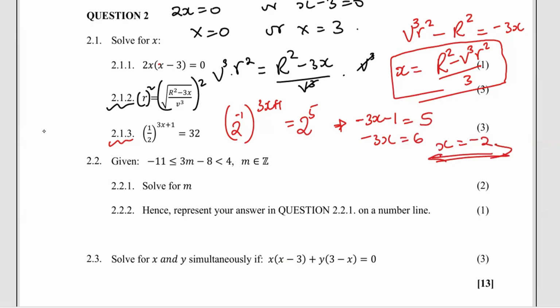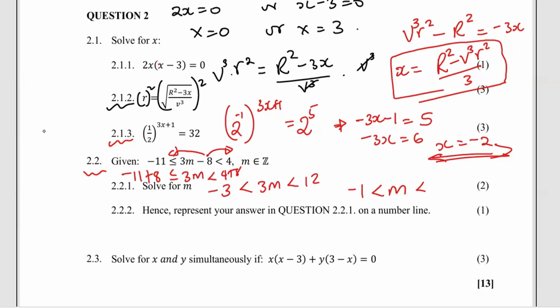Okay, and then 2.2, can we solve for m? This is an inequality. We move the 8. So it's going to be negative 11 plus 8 is less than or equal to 3m is less than 4 plus 8, meaning that this is going to be negative 3 is less than or equal to 3m is less than 12. Then let's divide through by 3. We shall end up with negative 1 is less than or equal to m is less than 4. So that is what the question technically wanted.